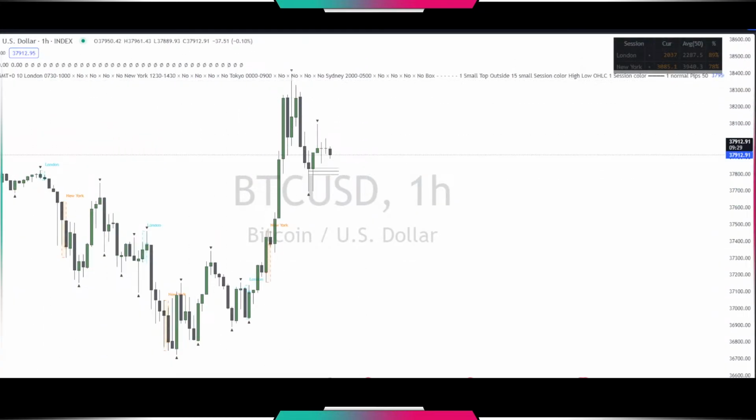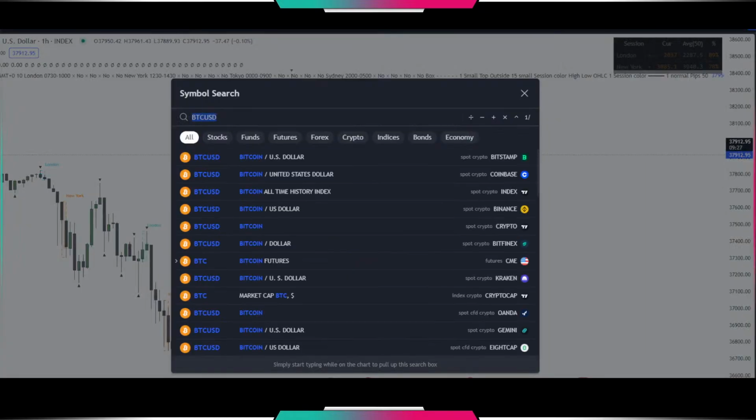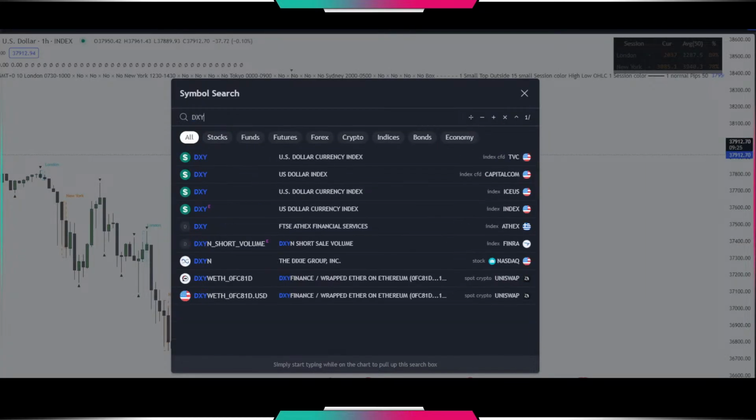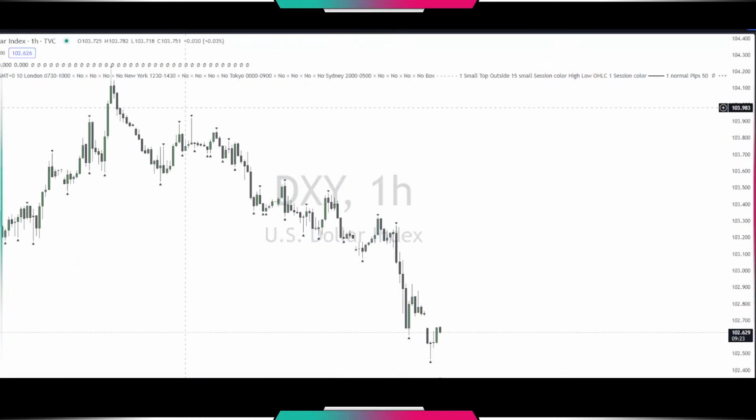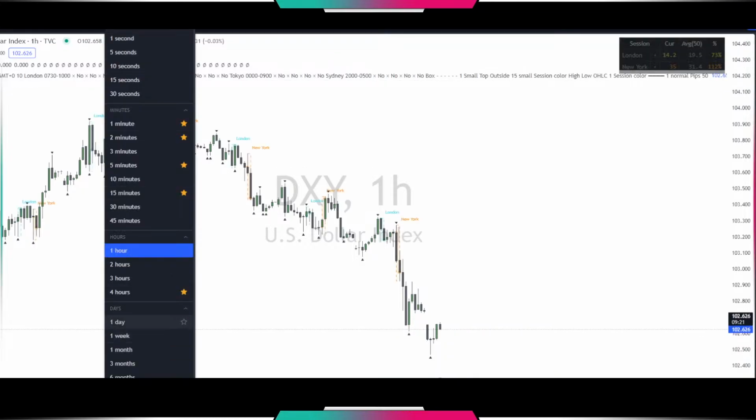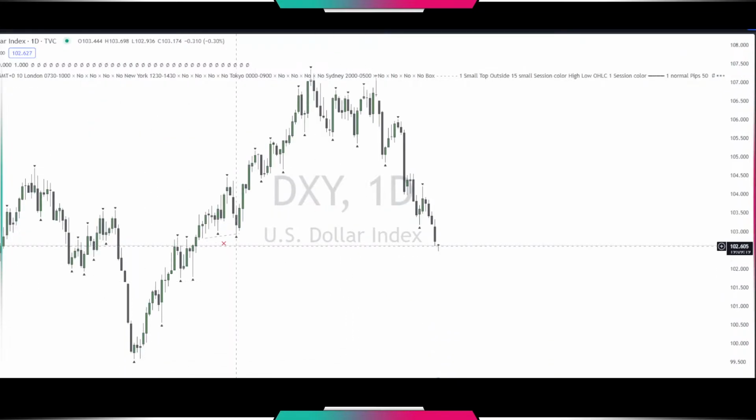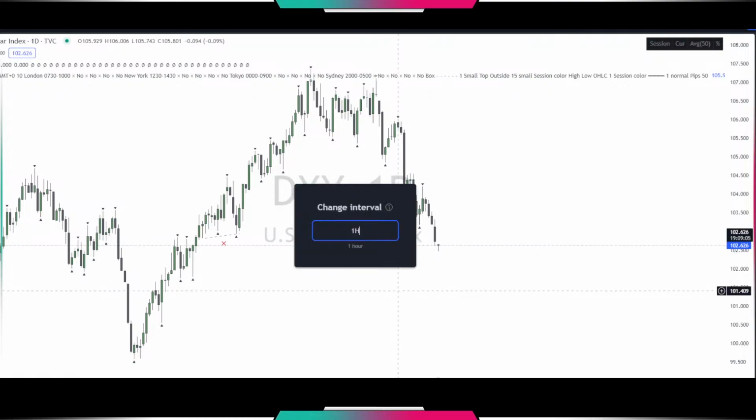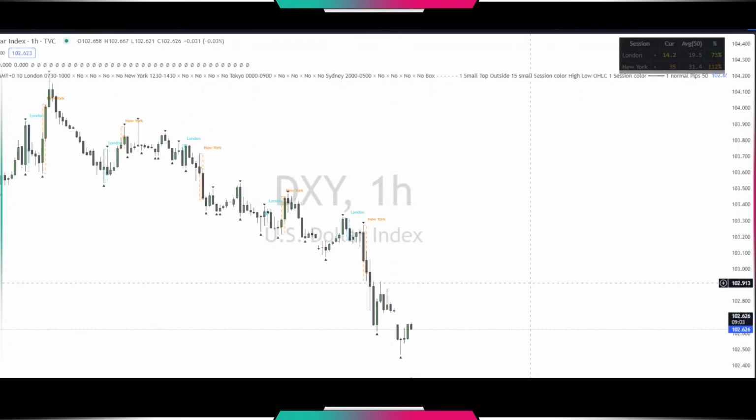Let's take the US dollar index. So the US dollar index, we said yesterday these daily lows will be taken, and the day before yesterday we said the weekly low will be taken. Everything is taken as we projected.